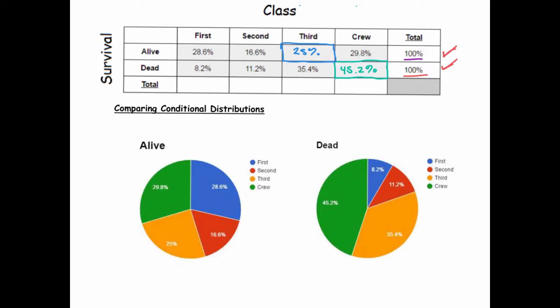This is also another way of revealing whether or not the two variables, survival and class, are independent, because what we should expect if they were independent is that these two charts should look identical, meaning the proportions should match up exactly. The proportion of those who died who were crew members should match the proportion of those who survived and were crew members in a world of independence. So this gives us a visual way of checking for independence, and since we see that the groups really differ in terms of their proportion in each of the pie charts, that suggests in yet another way that the two variables are not independent.